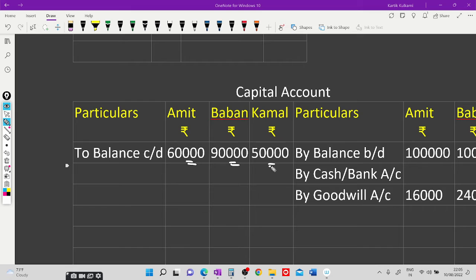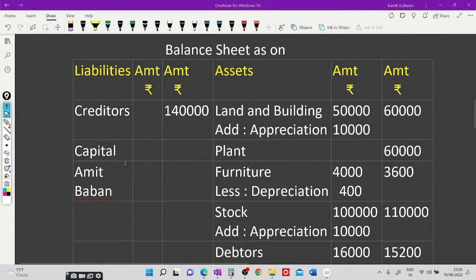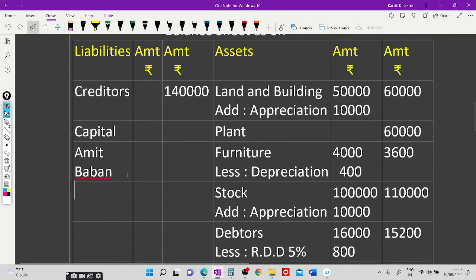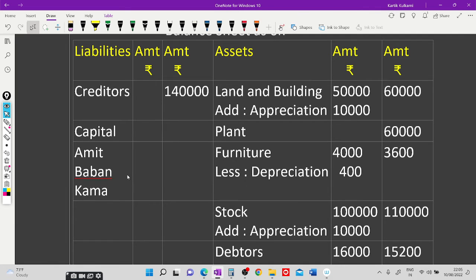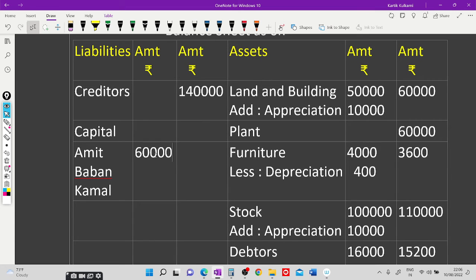This capital will appear in the balance sheet because these are as per new profit sharing ratio. We'll write here. Again there is a name of the new partner here, that is Kamal. So Amit's share is 60,000, Baban's share is 90,000 and capital of Kamal will be 50,000. So thereby the total will be 2 lakhs.